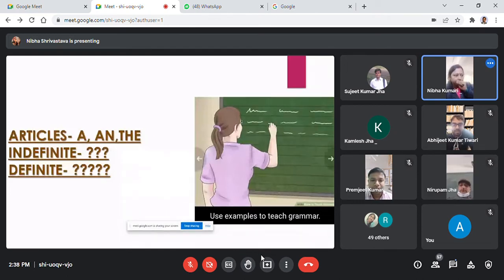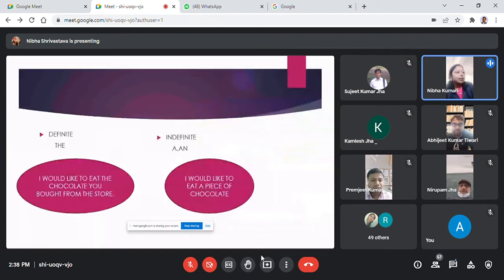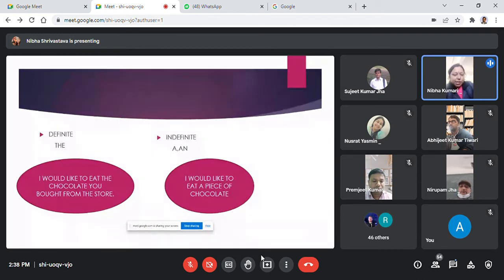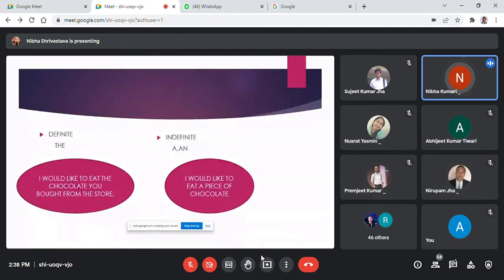Now, an example of definite: I would like to eat the chocolate you bought from the store. Here we are talking of a particular chocolate bought from a particular store, a specific chocolate is demanded. That is why here it is the chocolate. But a and an: I would like to eat a piece of chocolate. Any chocolate, any piece, I can eat. So a and an come under the category of indefinite. Okay.